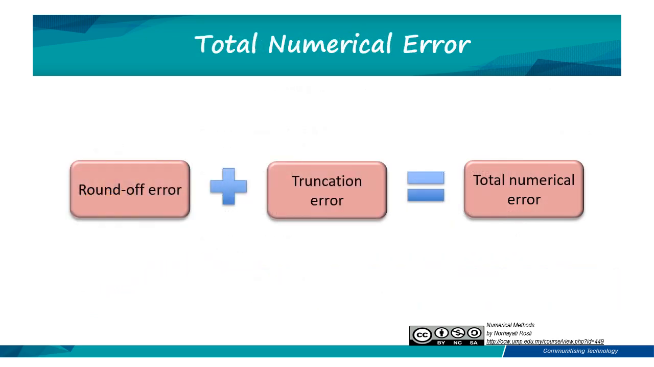And lastly, it is about total numerical error. It's very simple. Total numerical error is the round-off error plus the truncation error. So you will have total numerical error.